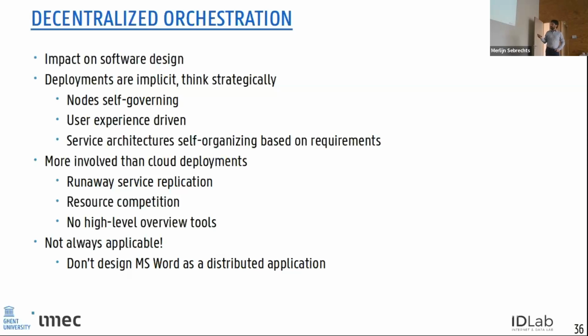So this is more involved than just having cloud deployments. You can, for example, have runaway service replication. If you don't watch out, if your load is too high, every node works for itself. So every node can, in fact, overload itself with the same and only service. And there is a lot of resource competition. You won't get globally ideal resource use, but as we saw with the benchmarks before, it's actually pretty close. And there are no high-level overview tools yet. It's not impossible to get some sort of global management, but it would be very difficult if you're dealing with hundreds of thousands of devices. The network traffic alone would probably kill your cloud. It's also not always applicable. For example, don't design Microsoft Word as a fully decentralized application.